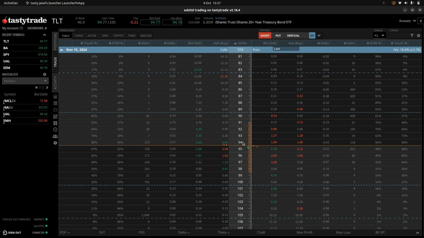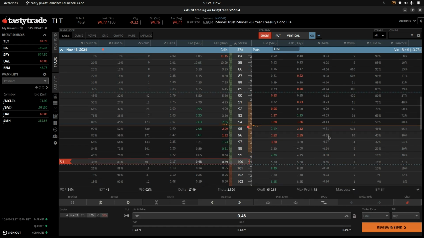So I like to go anywhere between a 15 and 20 delta. So if we come on the delta column on the call side, we've got a 17 delta here at the 100 strike, which is perfect. And then on the put side, we've got an 18 delta at the 90 strike. So we've got a 17 delta on the call side, 18 delta on the put side. Overall, we've got a positive 0.28 deltas, which is basically delta neutral. That's as close to delta neutral as you can realistically expect to get for the most part.